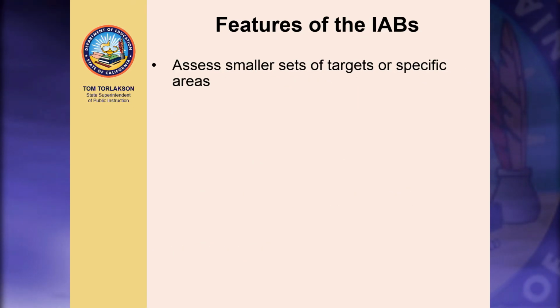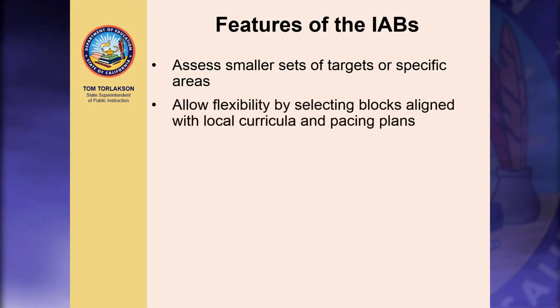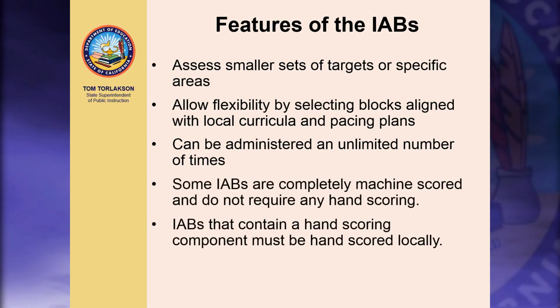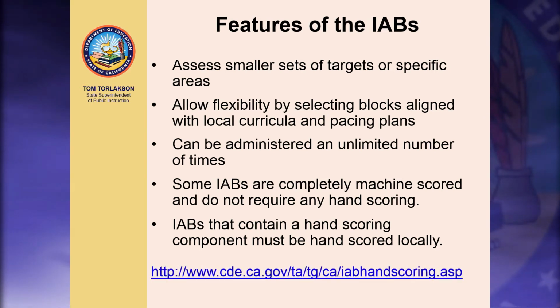The IABs are smaller tests that focus on assessment targets or areas such as geometry, literary texts, and fractions. The IABs provide educators with great flexibility in that educators can select blocks for administration that best align with local curricula or pacing plans. The IABs can be administered an unlimited number of times. Some IABs contain items that require local hand scoring. Make sure to refer to the IAB table on the CDE Smarter Balanced Interim Assessments webpage for further information.